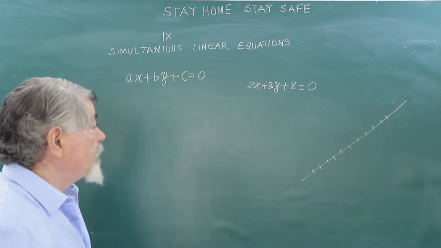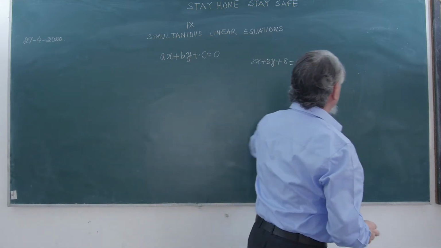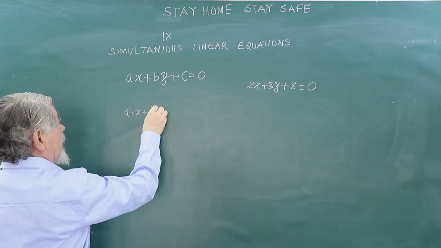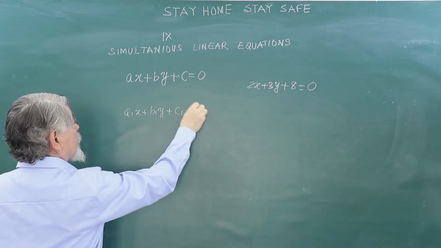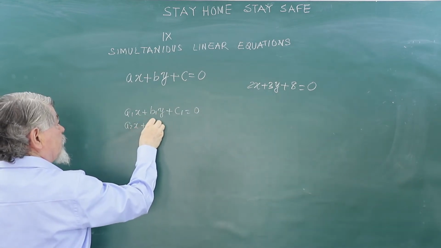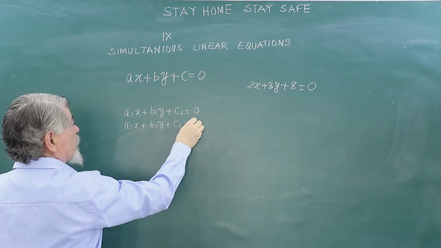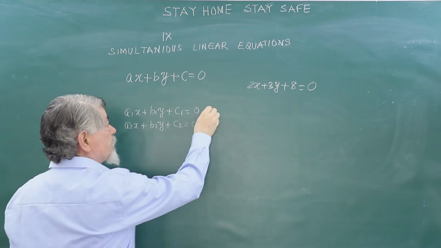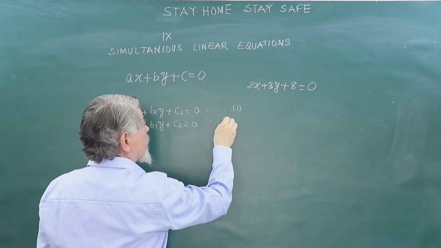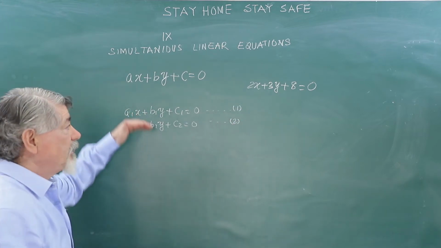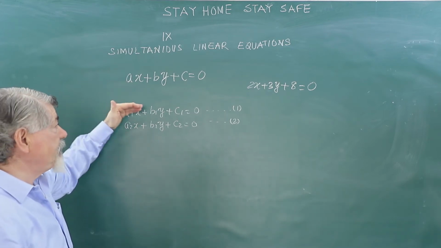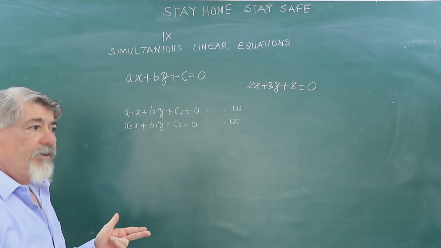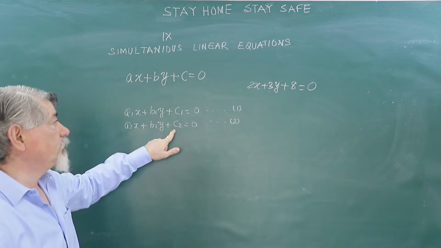But when we talk of a pair of linear equations, for example, if I say a1x plus b1y plus c1 is equal to 0, and a2x plus b2y plus c2 is equal to 0, now these taken together will form a system of equations which is called a pair of linear simultaneous equations. And when we solve these simultaneous equations, we'll get one value for x, one value of y.